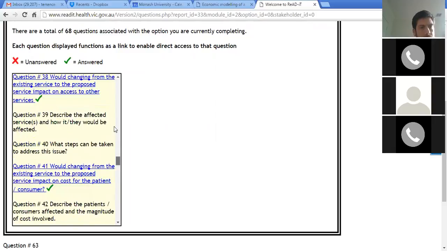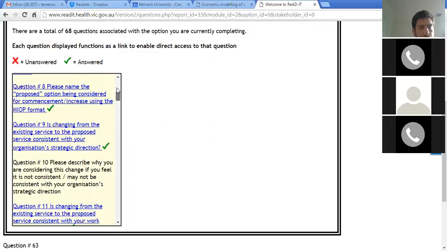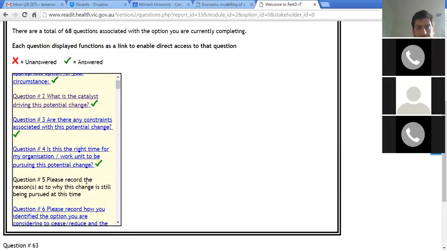And the ones that are blacked out indicate that I don't need to answer them. The ReAD-iT has a skip flow logic, which means that if you answer a certain question with a particular response, it may not be necessary to answer the subsequent question or one further down the track. So we try to guide you through the questions as quickly as we can so that you don't have to answer unnecessary ones.